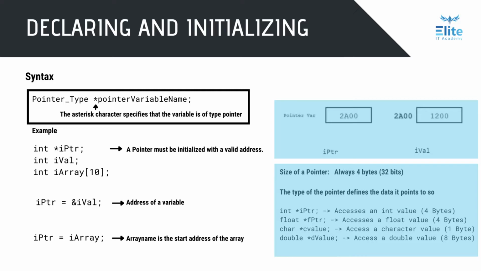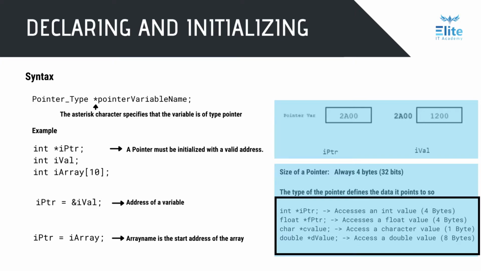When declaring a pointer, we first declare the pointer type. Note that every pointer contains an address. The pointer type specifies the type of data this pointer points to. This can be any of the basic data types or user-defined data types that we have discussed so far. Following the pointer type in the declaration, you have the asterisk character, which denotes that this variable is a pointer type. This is finally followed by the variable name.